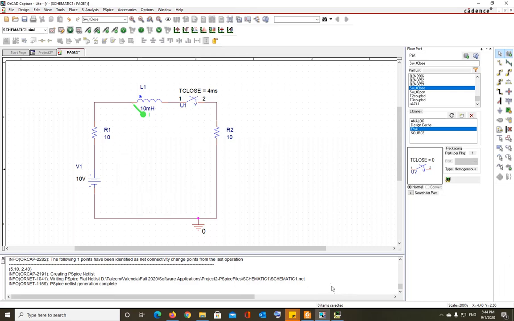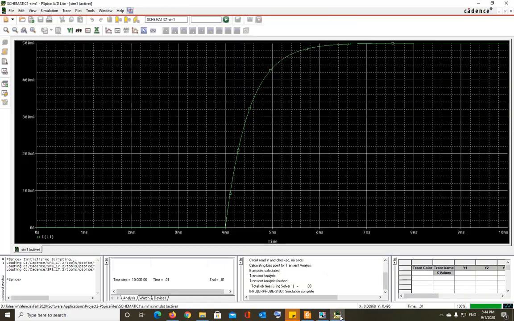Your switch is off. When you close the switch, you turn the switch on, then the inductor starts charging, and it shows the charging pattern. So it's like an exponential pattern for the charging, as you're going to study in circuit analysis next semester. So you start charging, and then it becomes a steady state.